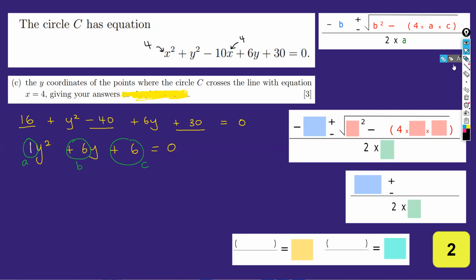Right? So you've got to take your time now and throw it into the formula. You're getting minus B, so we have minus 6 here. We have 6 squared. A is 1, C is 6 and A is 1, right? So try your best to simplify that.